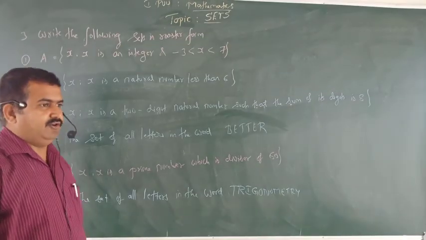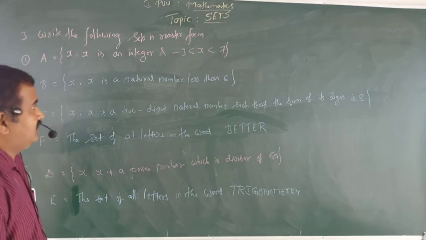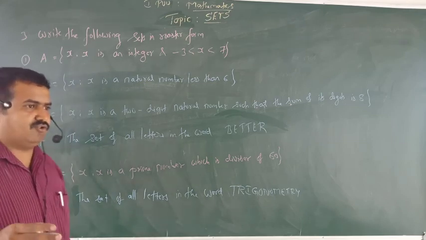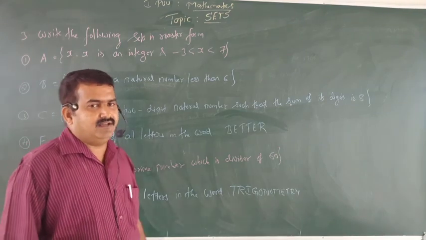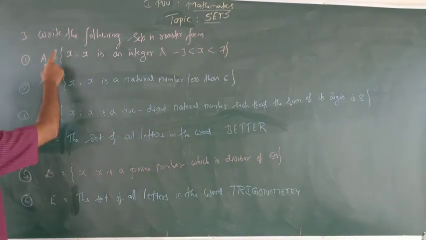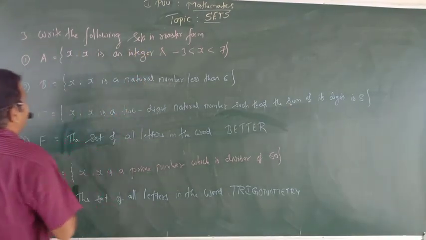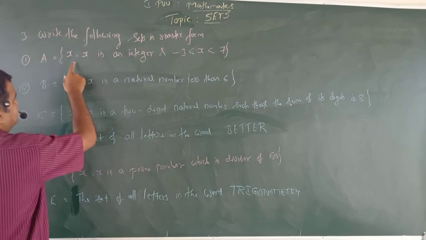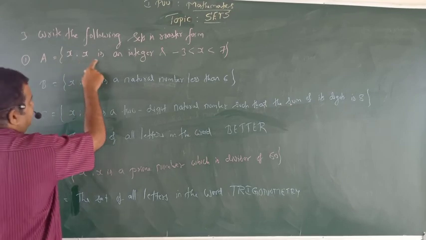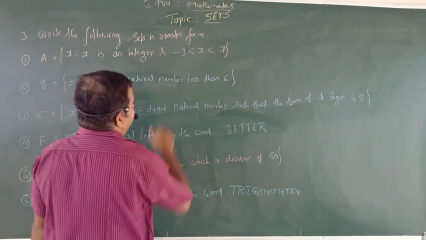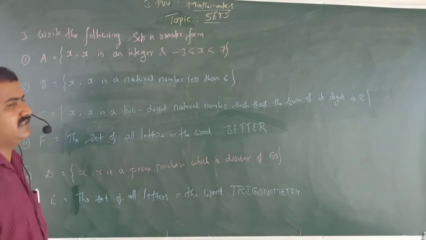Let me go to another concept that we discussed in the last class, the roster form and the set builder form. Here it is given: write the following sets in the roster form. The set is A equals x such that x is an integer and minus 3 less than x less than 7.